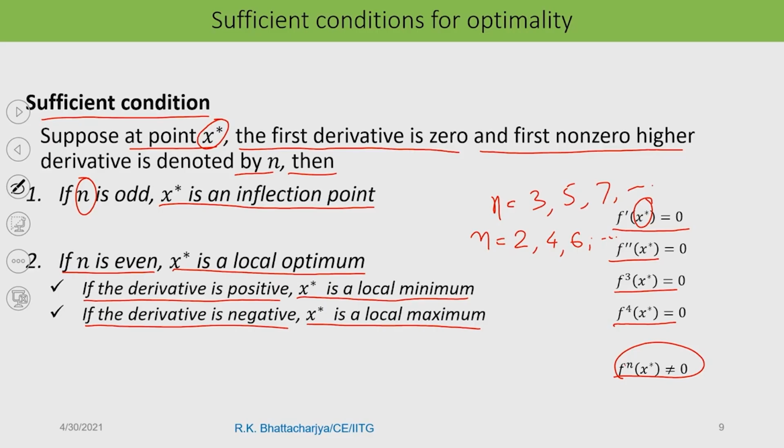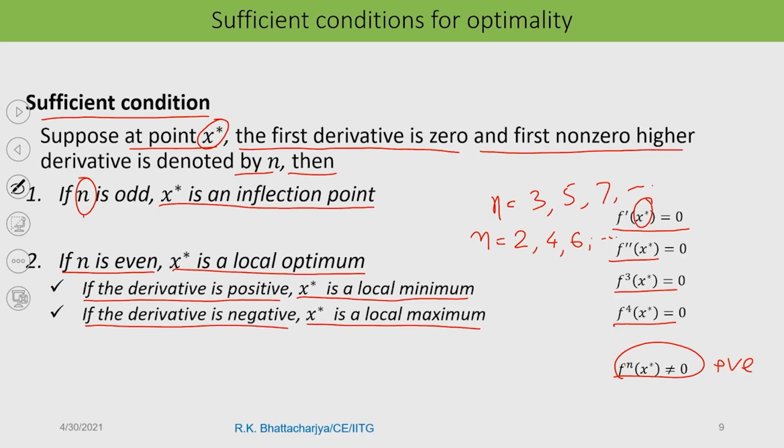So, now we will look at the derivative value. If the derivative is positive, that means this is a non-zero derivative and this derivative is positive. So, positive means x star will be a local minimum. Clear? Now if the derivative is negative, in that case x star is a local maxima. So, let us remember that one.